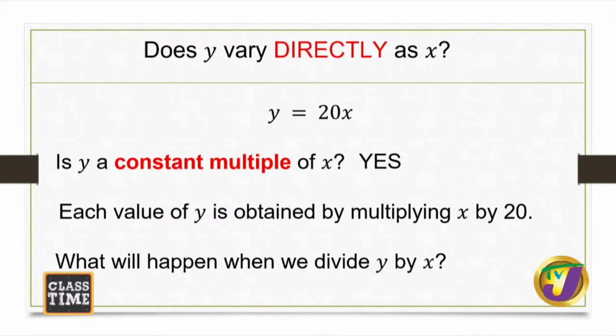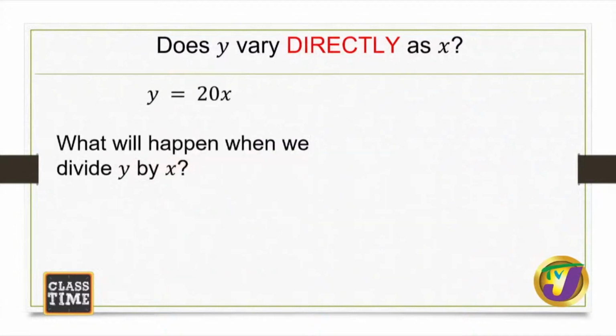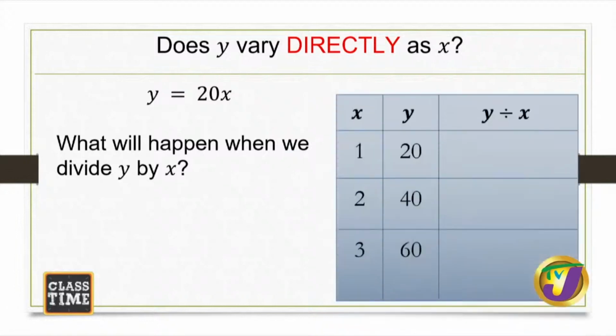But I have another question, because I can't answer yet if y varies directly as x. I need to know something else. So what will happen when we divide y by x? I'm going to bring up the table on screen. Students, make sure you have your pens and your books, and ensure that you're taking this table down. We want to see what's happening when we divide y by x. So let's look at the first part, Richard.